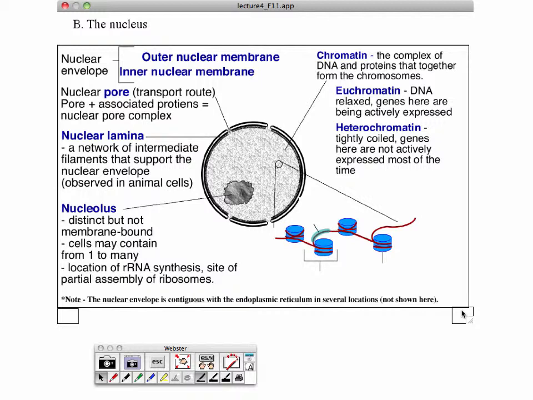So one of the things that came up some time ago is something called the accessibility hypothesis, and the idea that in heterochromatin, these genes don't get read as often. And now we're actually starting to talk about something a lot called epigenetics that's somewhat related. I want you to ponder that really cool concept.